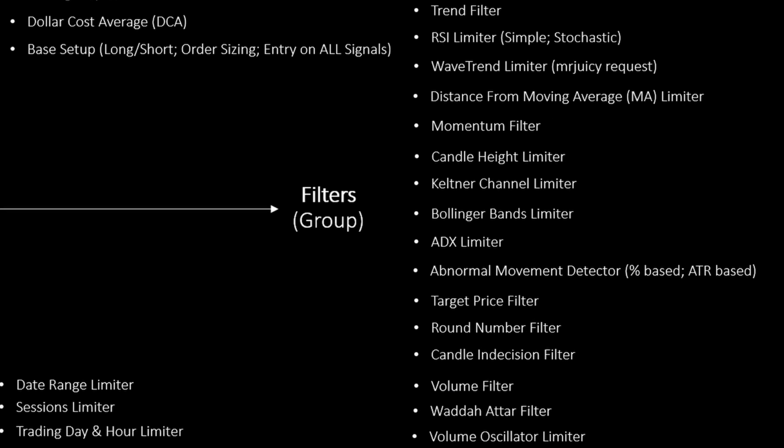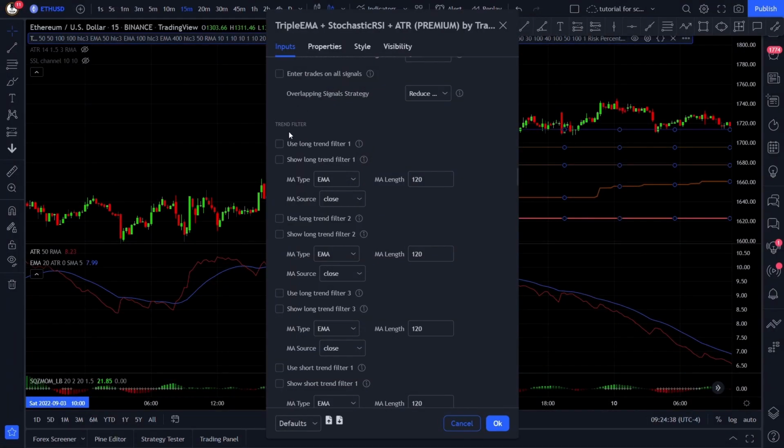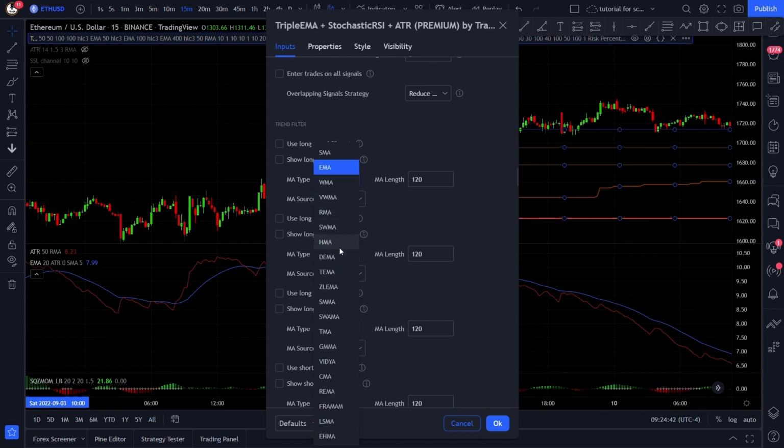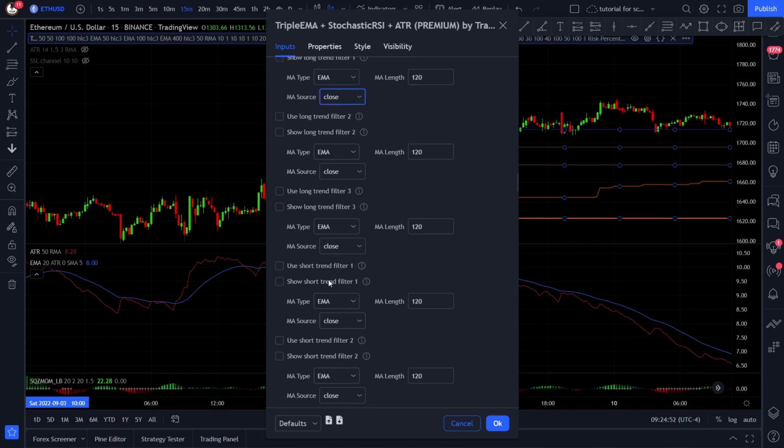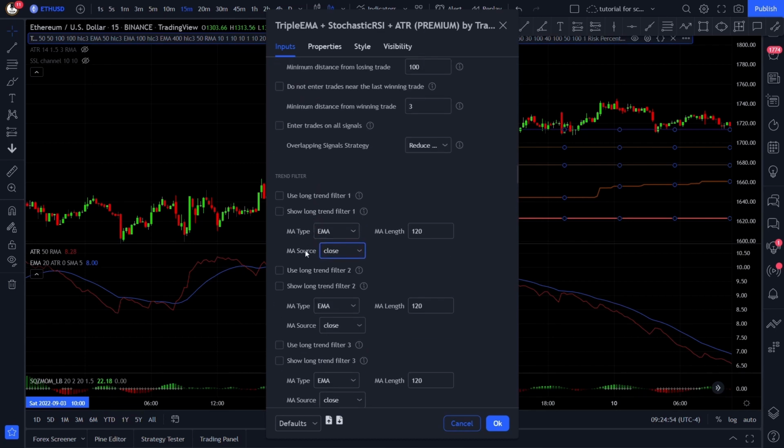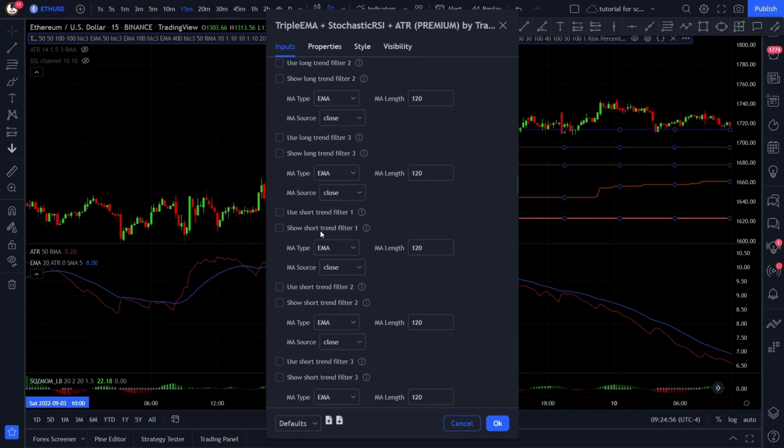The filters' goal is to eliminate as many losing trades as possible while keeping the winners. The first filter is a simple trend filter. You can choose from many different moving average types in the MA section. The length of the moving average can be set here, and the source here. You can filter for only longs, only shorts, or both. As you can see on the top, we placed 3 long filters and under those 3 short filters.